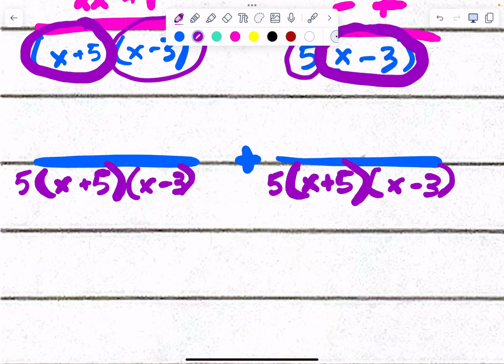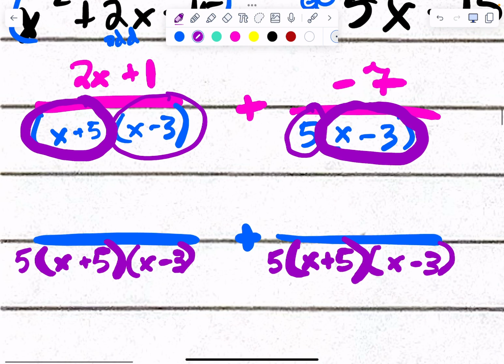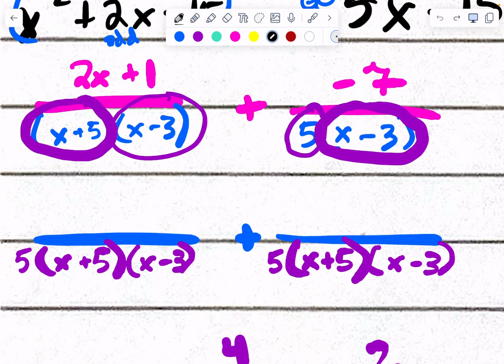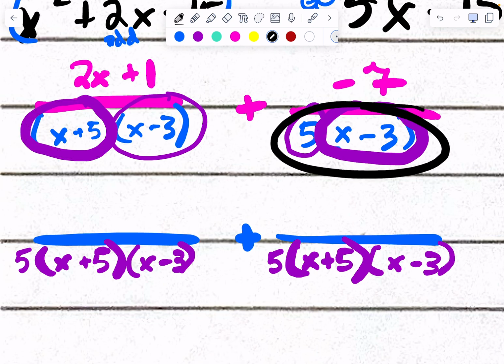How about that? Okay, so now, here's the deal. Before we move on, let's see if our common denominator is good. I look at this: x plus 5 and x minus 3. Do they fit into what I have? Yes. Cool. Does 5 and x minus 3 fit into what I have there? So I know I chose the right common denominator. I don't have any missing pieces.